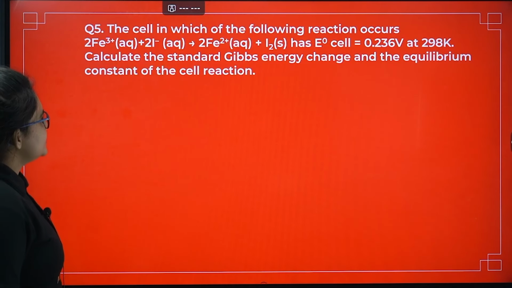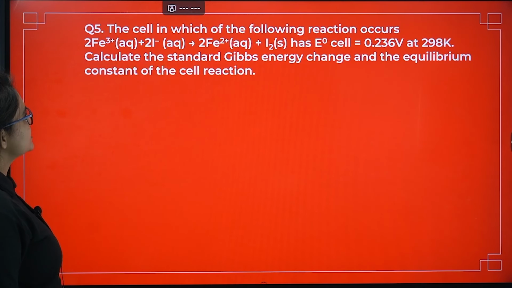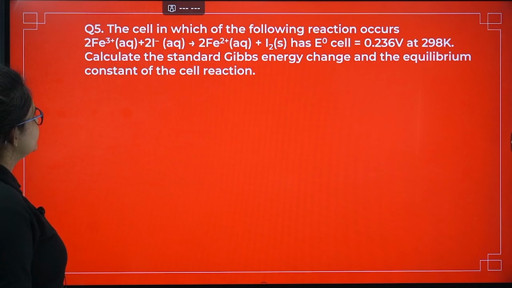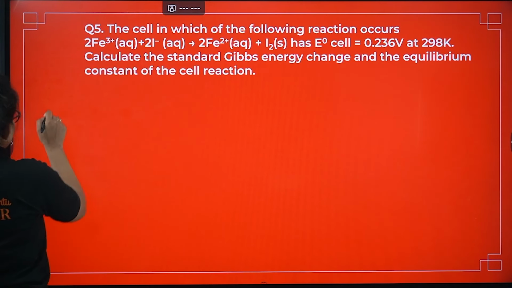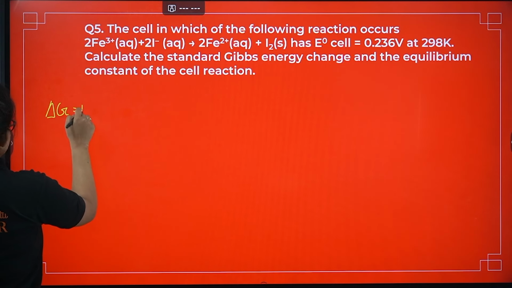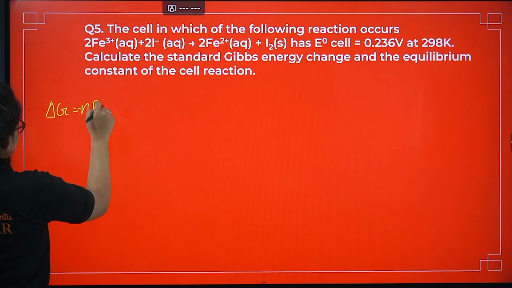Okay, the cell in which of the following reaction occurs? Fe3 plus I minus will give you Fe2 plus I2. E0 cell value is given. Calculate the standard Gibbs energy change and the equilibrium constant for the cell. So easy formula, delta G is basically equal to minus nF E0 cell.